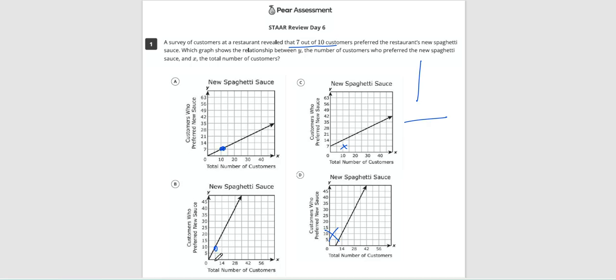Here it says total customers. So you had 7 customers because between 0 and 14 is 7. And then this, I don't think that makes sense. If you only had a total of 7, how could you have 10 that preferred it? I think that's out. A is a good answer. Out of the total, you have 10 of them, 7 of them preferred.